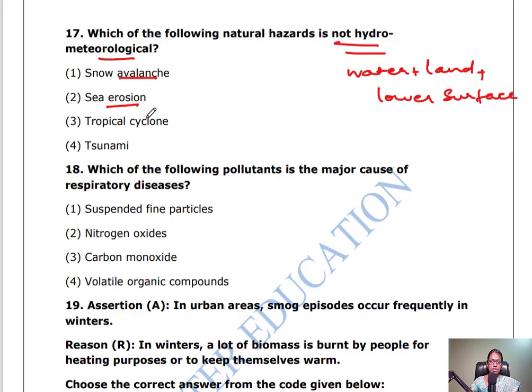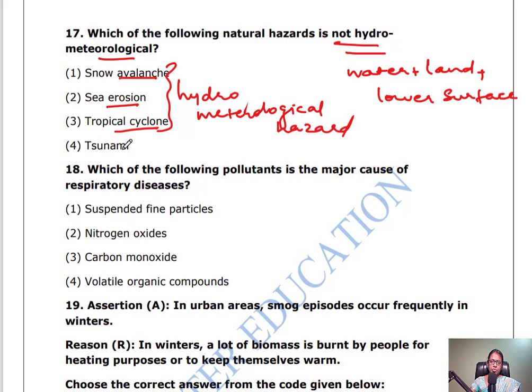And sea erosion is an example of hydrometeorological hazard. And tropical cyclone, cyclone is also water plus land plus air and surface. So these three will be affected, so these will come under hydrometeorological hazard. But tsunami is not a hydrometeorological hazard, which is purely water.